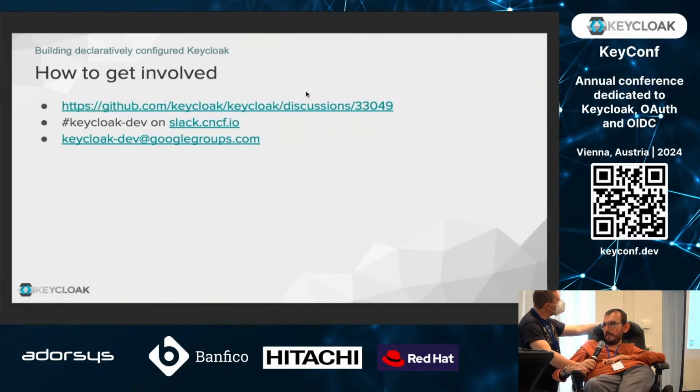So how to get involved? There is a discussion on GitHub. You have to remember 33049 for that, and you can provide your feedback there. You can also find us on the CNCF Slack, and you can also leverage the Keycloak dev mailing list. Obviously, all updates will also be sent to the proper channels. So we will be communicating the status of this.